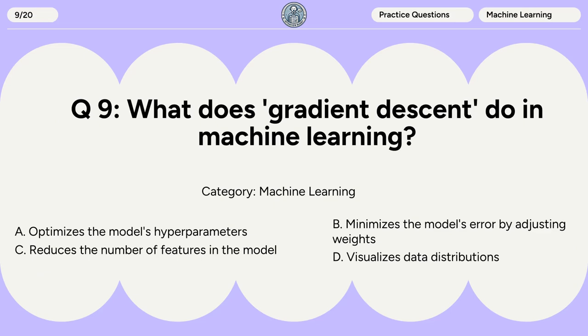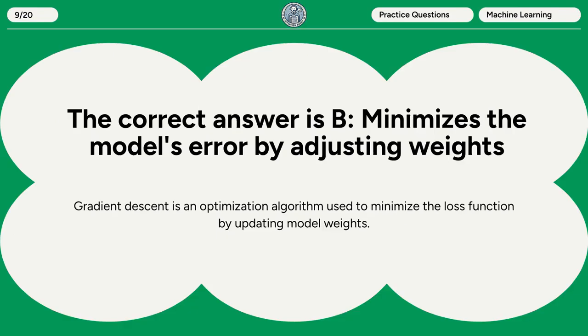Question 9. What does gradient descent do in machine learning? A. Optimizes the model's hyperparameters. B. Minimizes the model's error by adjusting weights. C. Reduces the number of features in the model. D. Visualizes data distributions. The correct answer is B. Minimizes the model's error by adjusting weights. Gradient descent is an optimization algorithm used to minimize the loss function by updating model weights.